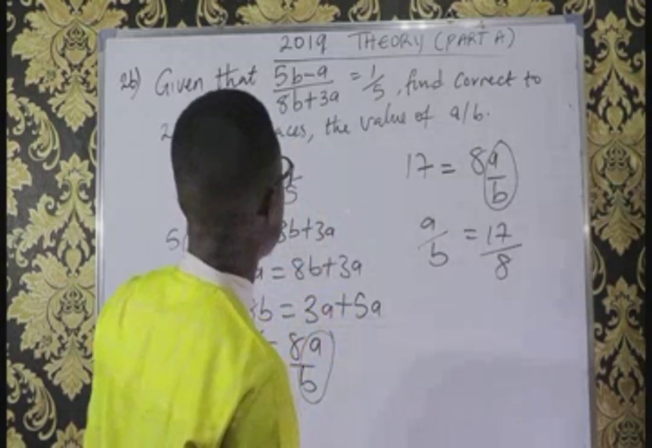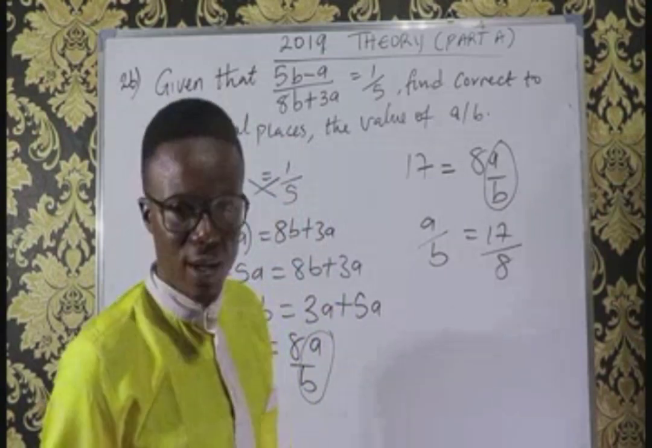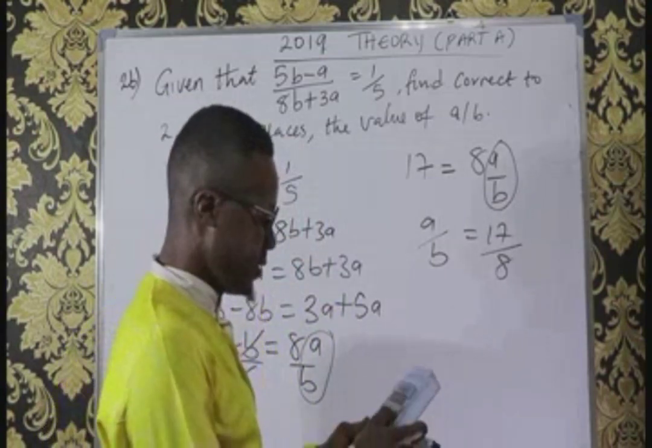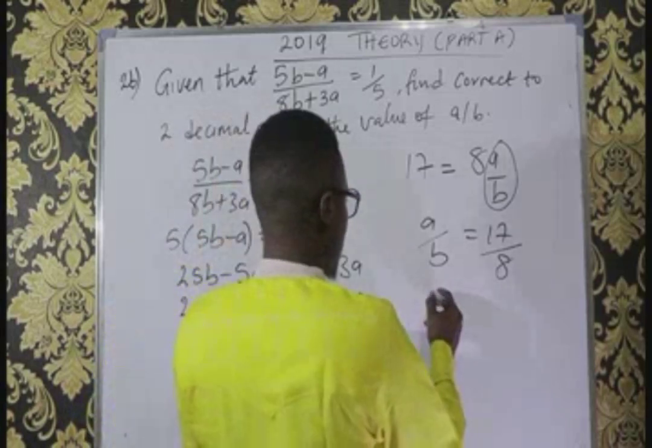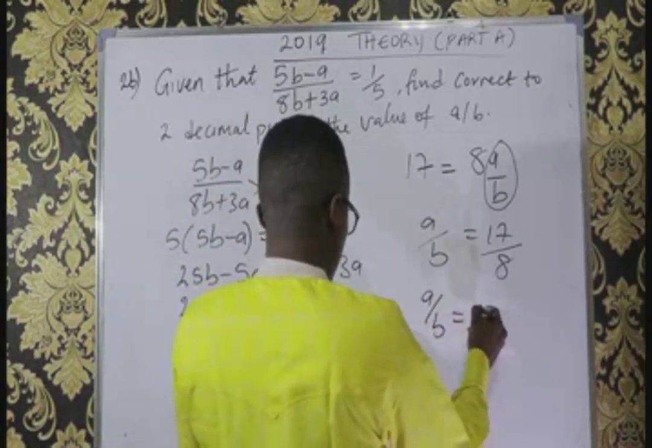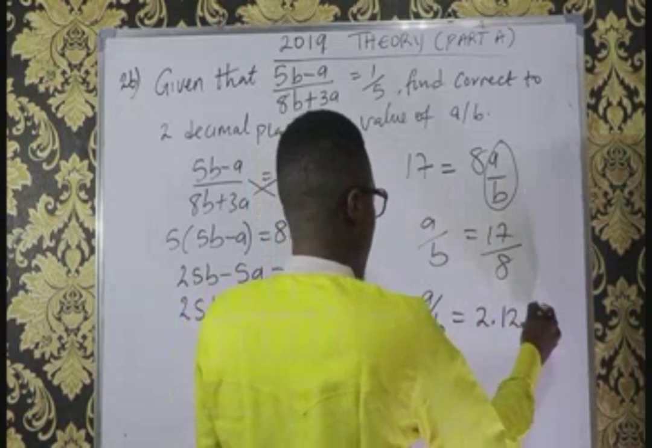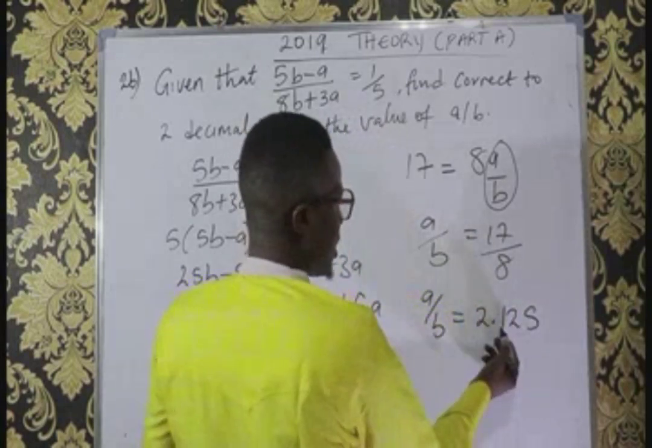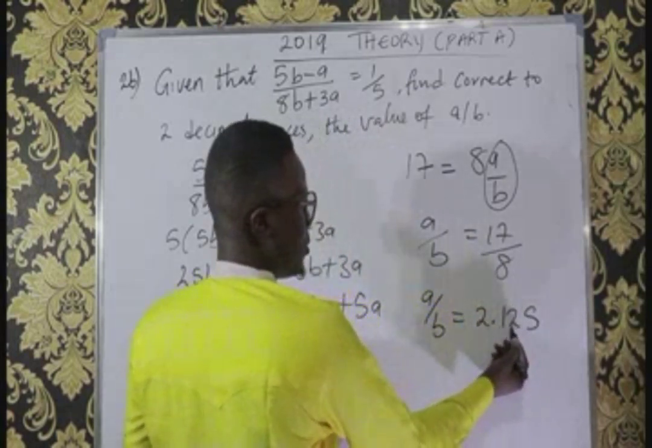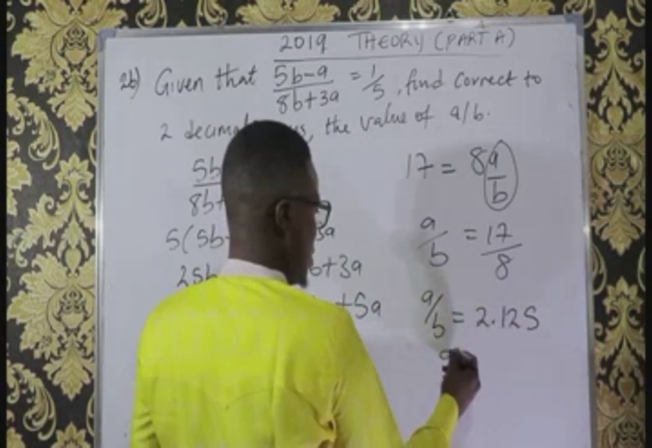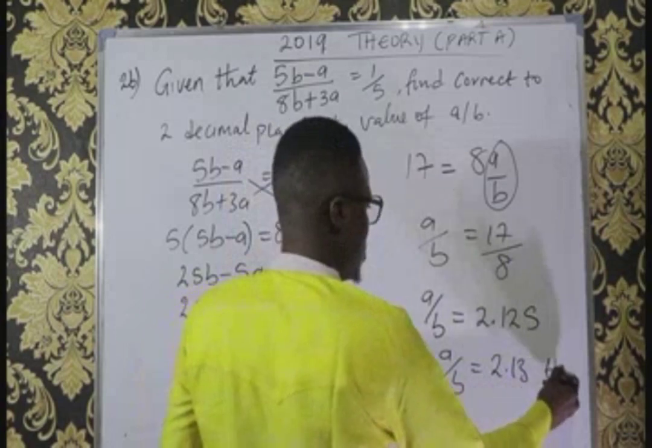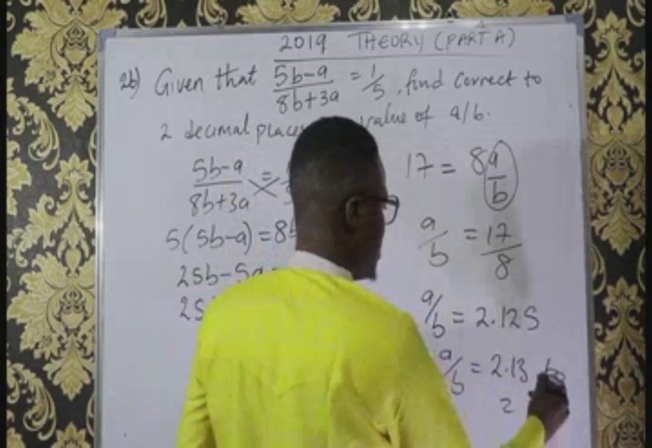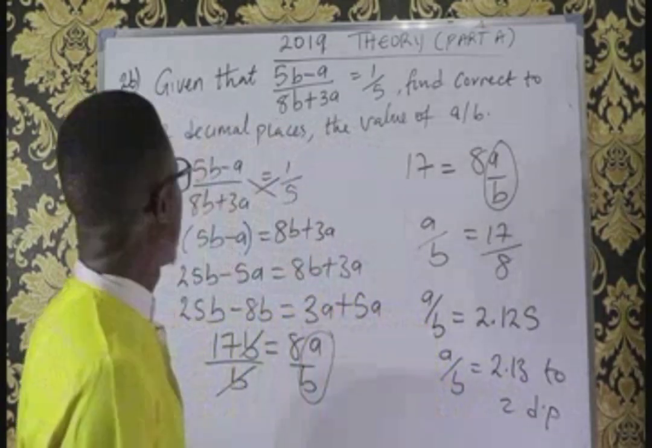But they said to 2 decimal places. Therefore, we obey the instruction to say 17 divided by 8. That will give us 2.125. To two decimal places, you count 1, 2. This is up to 5, so you add 1 to these 2, it becomes 3. So A over B will now be 2.13 to 2 decimal places. Let's take the next question.